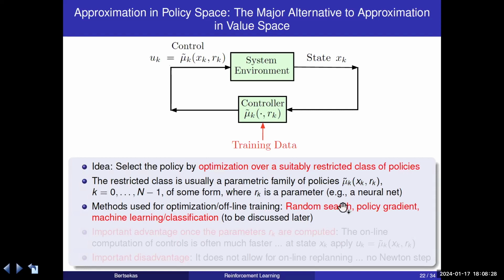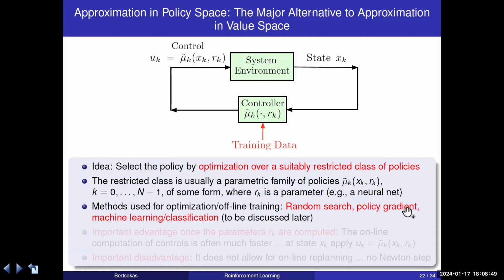Random search. Start with a parameter vector, simulate the controller, and based on the results, you move to another parameter vector, and then to another parameter vector through some kind of a random search mechanism. Now, I'm not saying that this is a good idea, but I'm just telling you that it's a possibility.